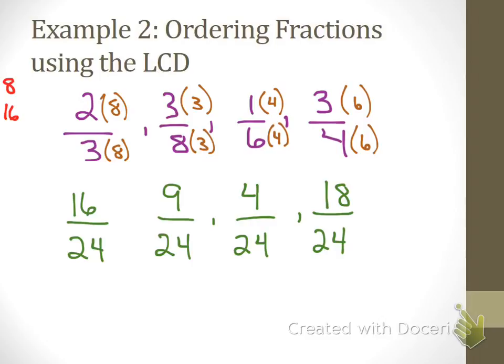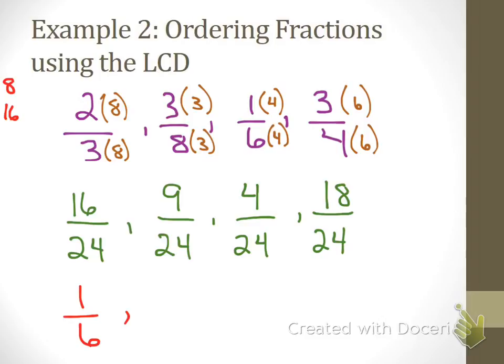So now I have all of my equivalent fractions, and now I can look at my numerators and see which one is the smallest. Which one's the smallest, guys? It's 4 over 24. So I'm going to look back and write the 4 over 24 in its original format down here in my answer. I need to make sure that I write it in its original format in my answer.